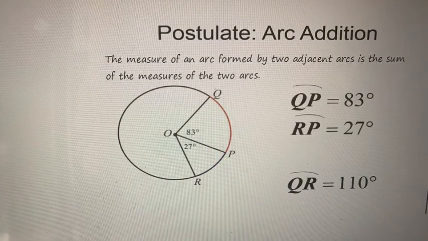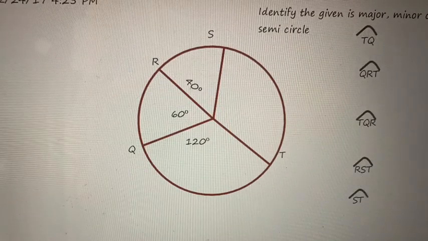The arc addition postulate states that the measure of an arc formed by two adjacent arcs is the sum of the measures of the two arcs. Look at this example. See if you can identify the missing measures. Stop the video and restart it when you're ready to find the answers.